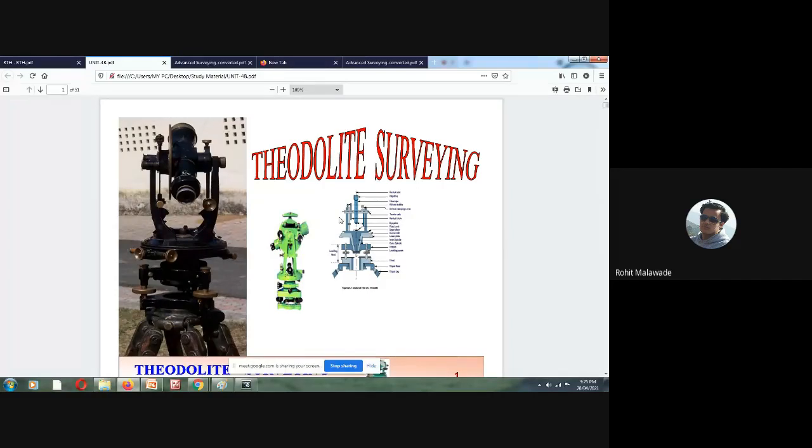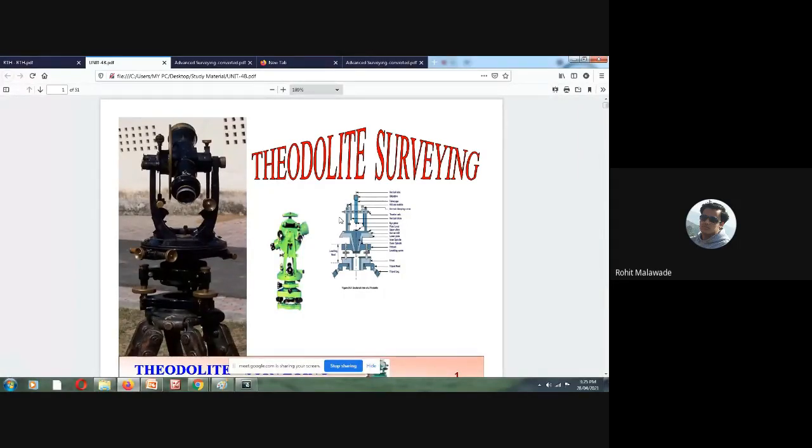What have we discussed? Theodolite. Uses of theodolite. What is the purpose of theodolite? Why are we going to use it? Parts of theodolite. To measure the vertical and horizontal angles, not just to sight. To measure the horizontal and the vertical angle.